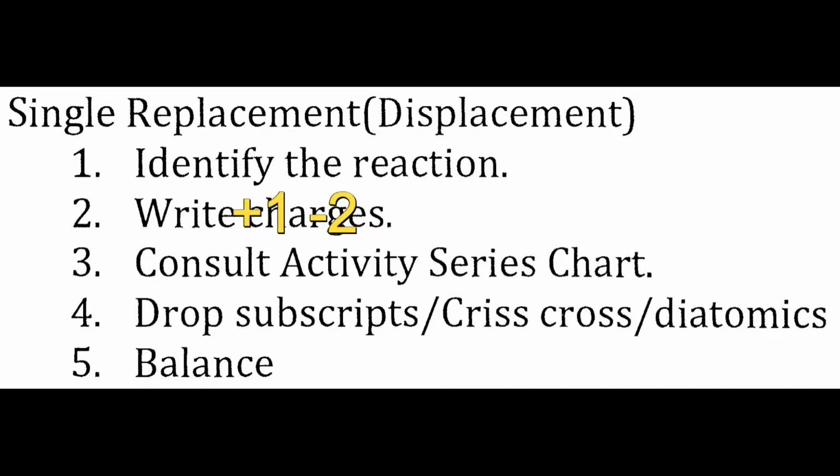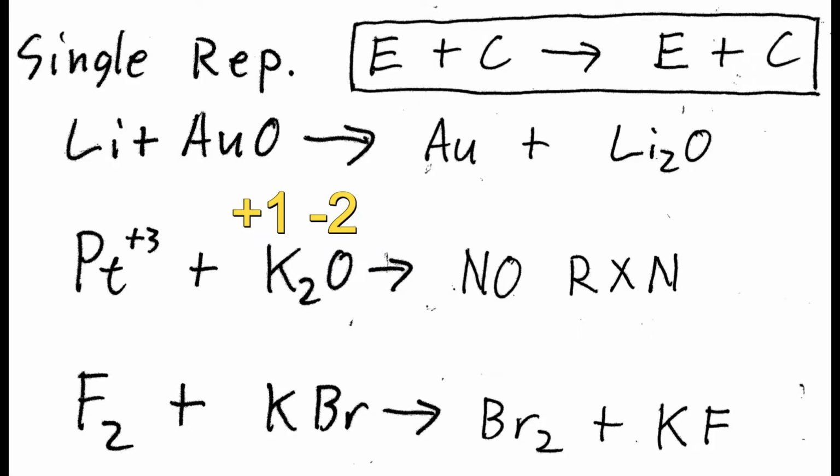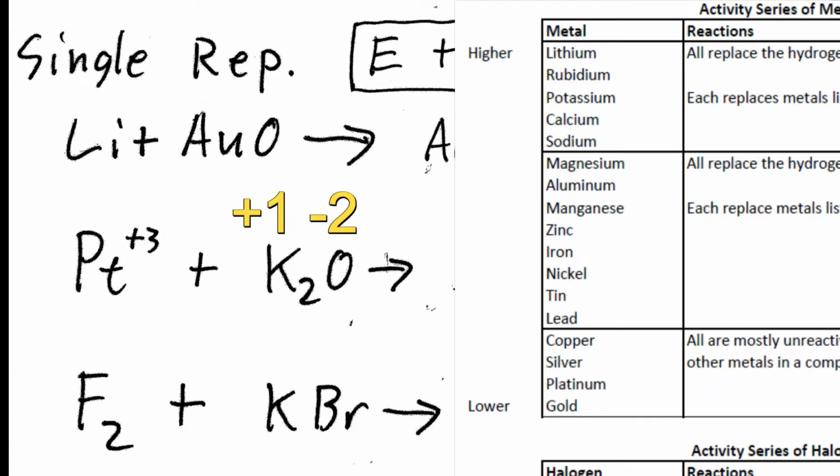Plus three. Oh, never mind. Okay, wrong thing. This one's negative two. All right, so who's duking it out? We're going to be looking here at potassium and platinum. Platinum and potassium, right? Well, let's find them. Here's potassium. Here's platinum. Who's higher? Potassium. This is the winner. That is the loser. Okay?